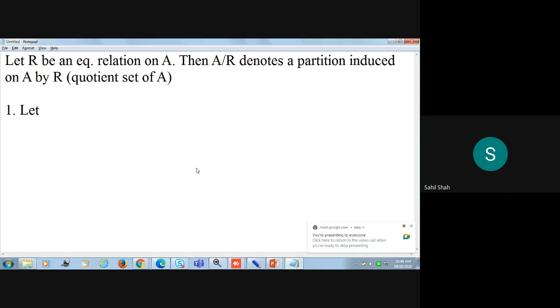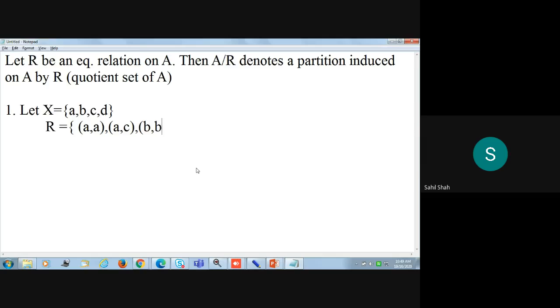Let X equal to {a, b, c, d} and R be an equivalence relation on X which has elements (a, a), (a, c), (b, b), (d, d), (c, a). The question is to find X/R. This is the partition induced by R on X. That is, the quotient set of X is asked.